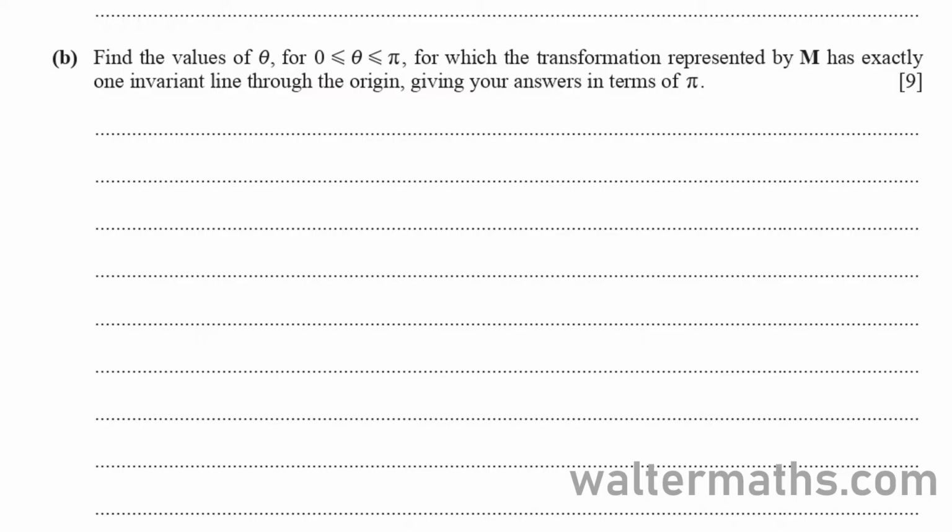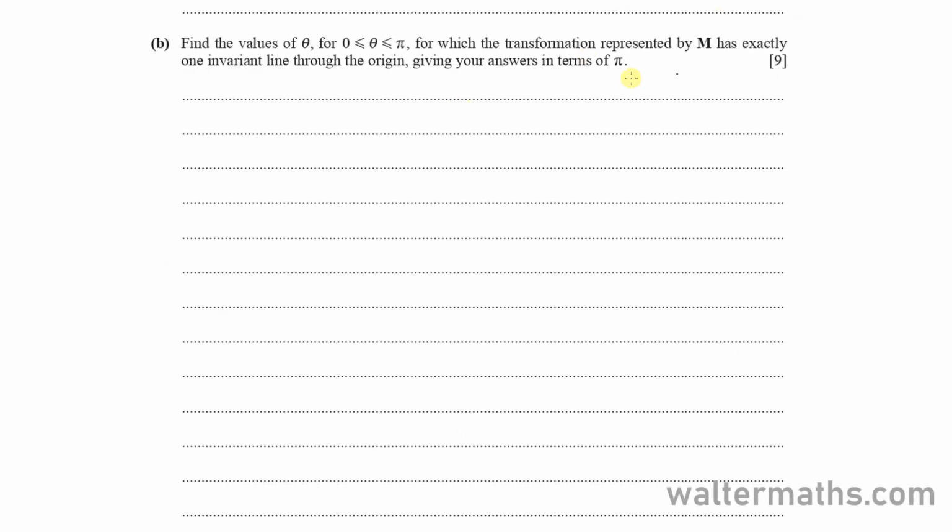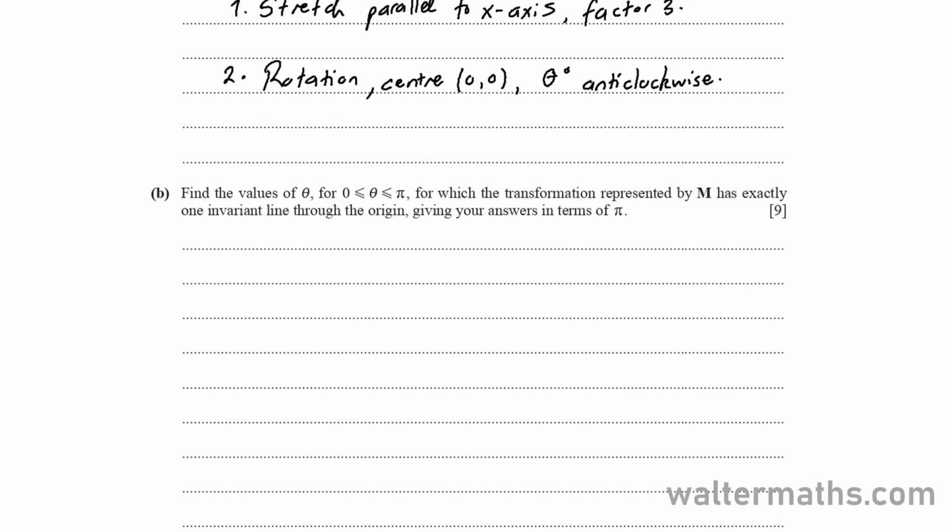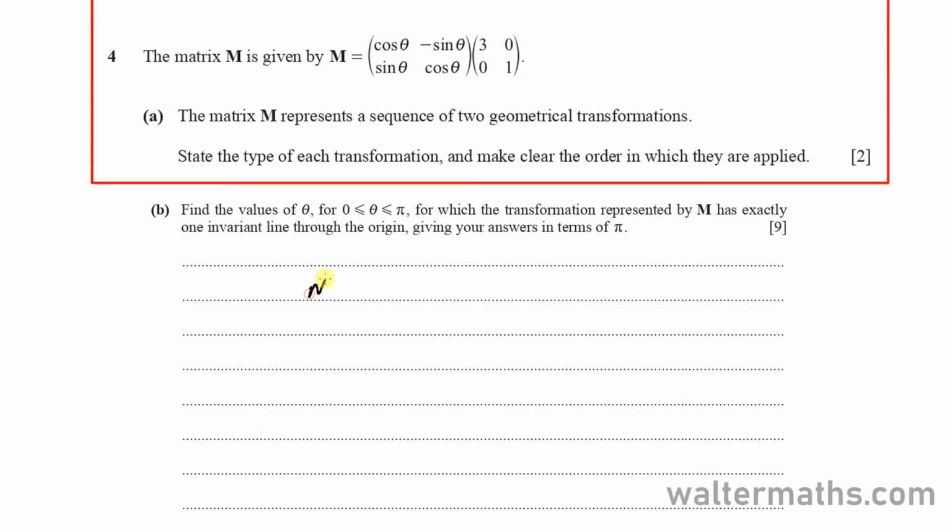Find the values of theta for the range 0 to pi for which the transformation represented by M has exactly one invariant line through the origin, giving your answer in terms of pi. Alright, so we have right here the transformation M. So I'll just write that down. That's M is equal to, and we have cos theta, minus sine theta, and we have sine theta and cos theta.